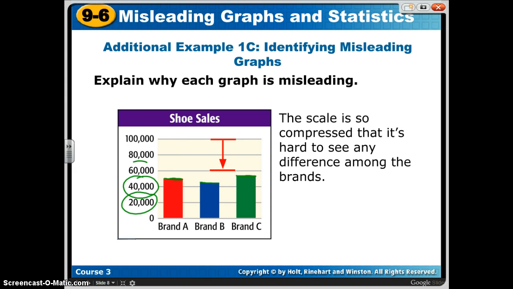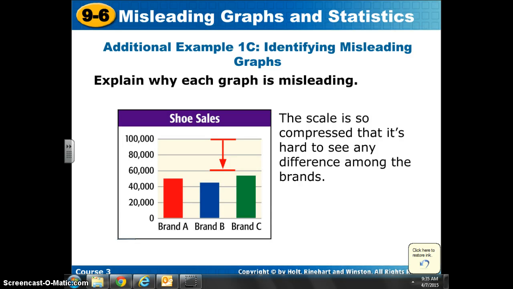The labeling of the y-axis is consistent. There is no breaker, but we're dealing with each gap of 20,000 shoes. So condensed data would be another way that you can manipulate people and their thoughts on data.